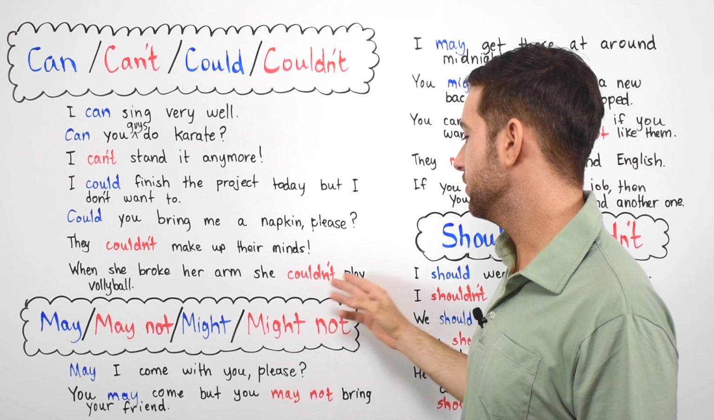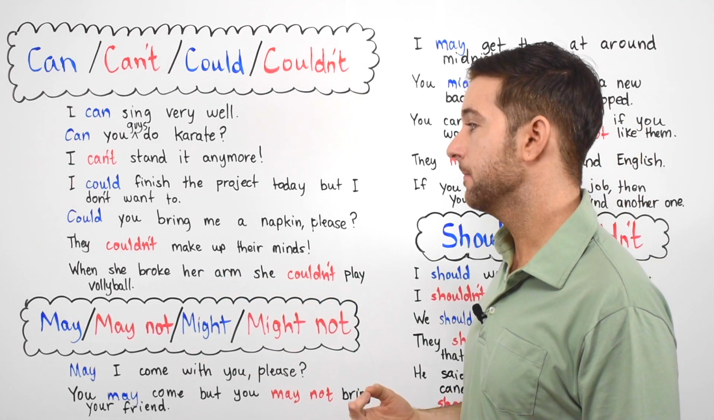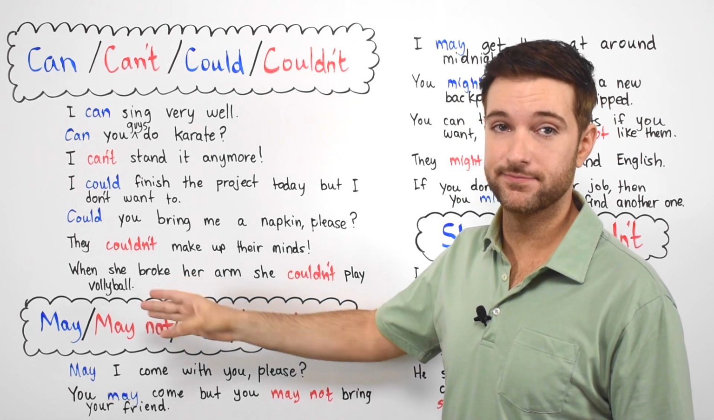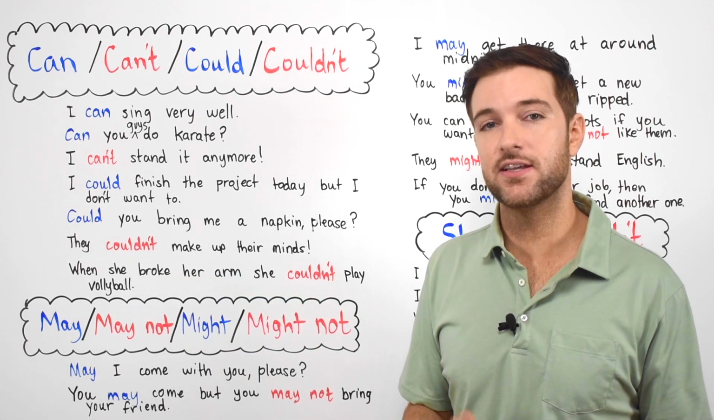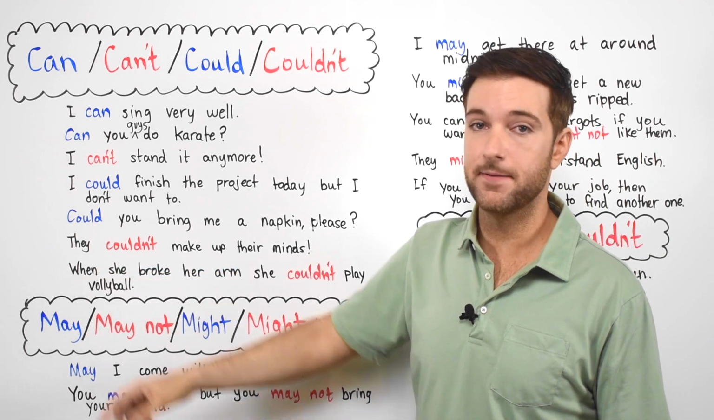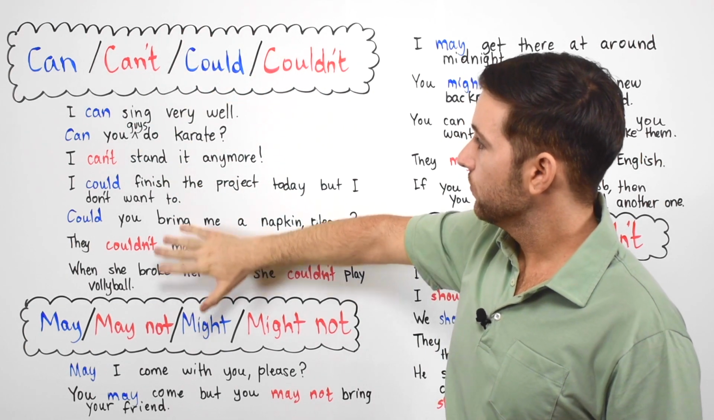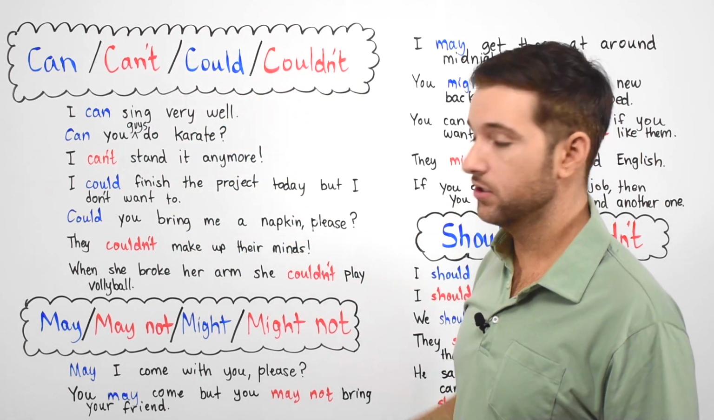And finally, for this one on can, can't, could, and couldn't, we have when she broke her arm, she couldn't play volleyball. Okay, when she broke her arm, she couldn't play volleyball. It wasn't possible. Okay, there is no possibility that she could have played volleyball, okay, because her arm is broken. All right. So guys, that's basically the rules for can, can't, could, and couldn't.